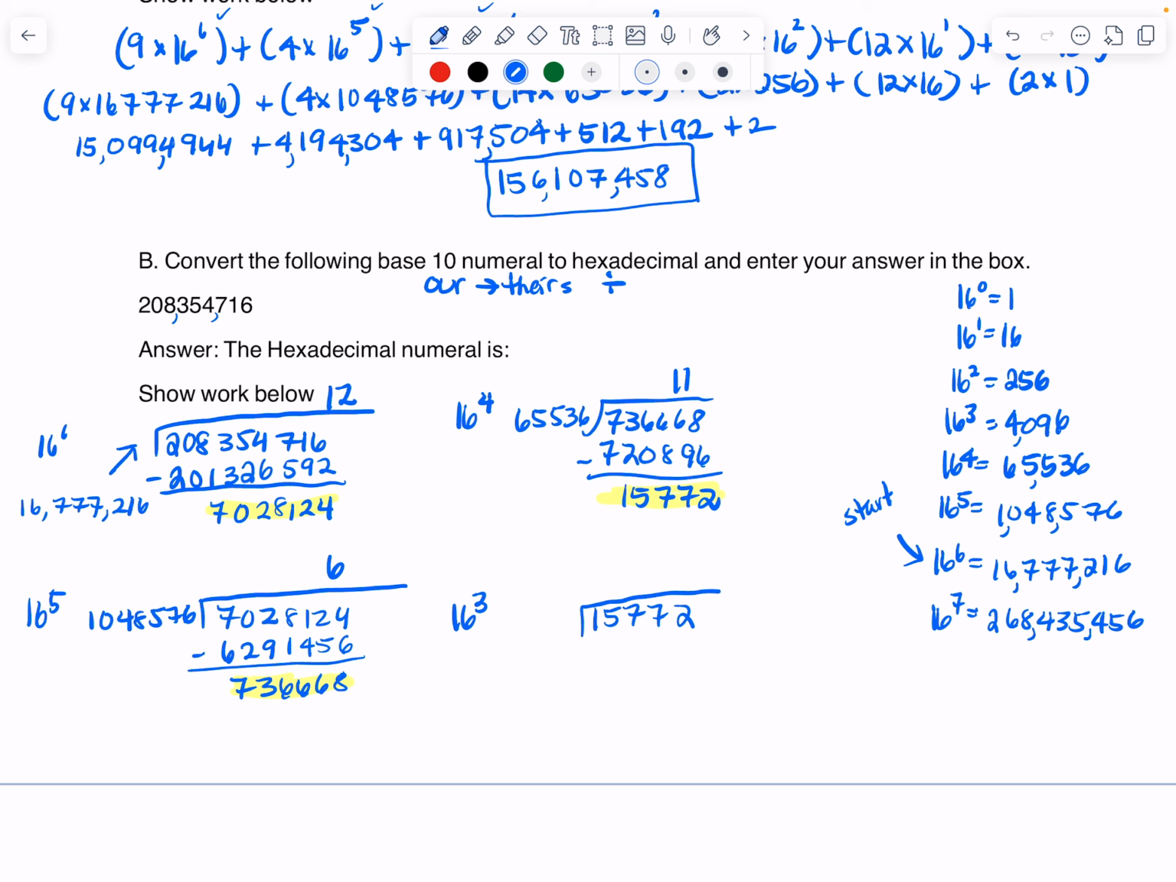16 to the 3rd is 4,096. So I'm taking 15,772 divided by 4096, and when I do that, I get 3.85, etc. So I'm going to take 4096 times 3. And when I do that, I get 12,288. Subtract. So 15772 minus 12288, and that gives me 3,484. Okay, we're getting there.